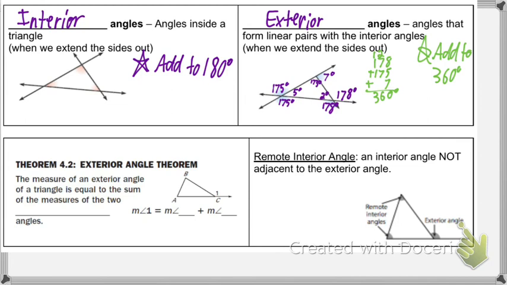So this exterior angle theorem, moving on. The measure of an exterior angle, so here in this triangle we have angle 1 as an exterior angle, of a triangle is equal to the sum, or adding, of the measures of the two remote interior angles. The exterior angle is equal to the sum of the two remote interior angles.